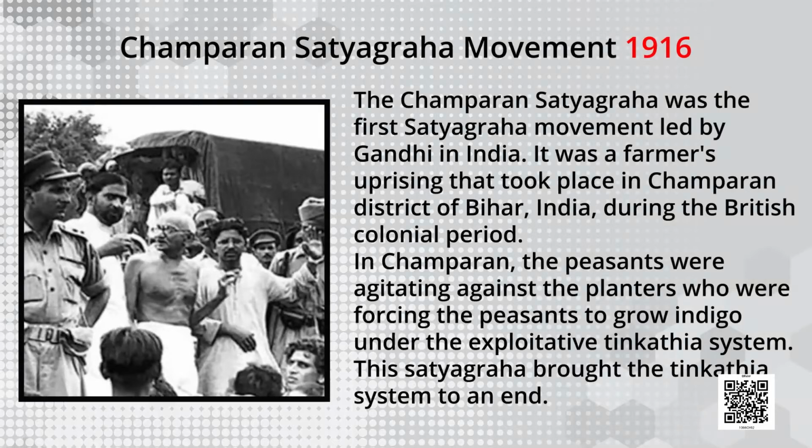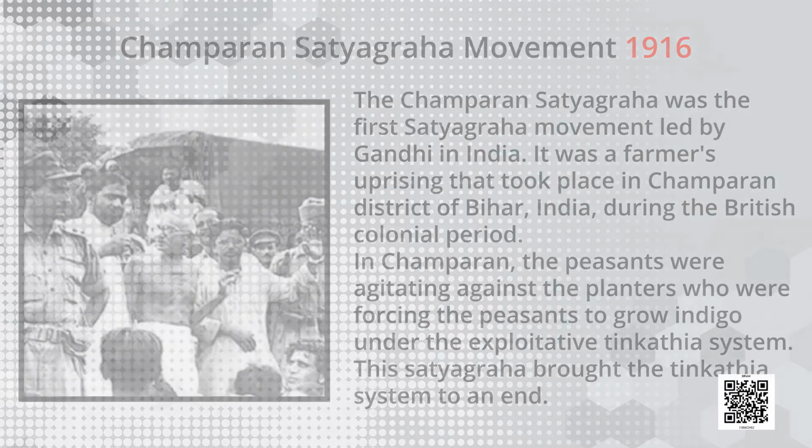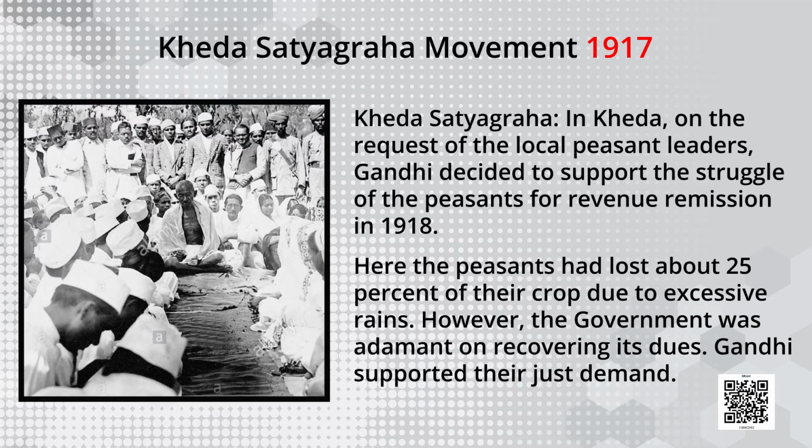In 1916, he traveled to Champaran in Bihar and inspired the peasants to struggle peacefully against the oppressive plantation system. In 1917, crops failed in Kheda district of Gujarat, but the government refused to give any relief to the peasants. Gandhiji organized them and his method of satyagraha yielded positive results.